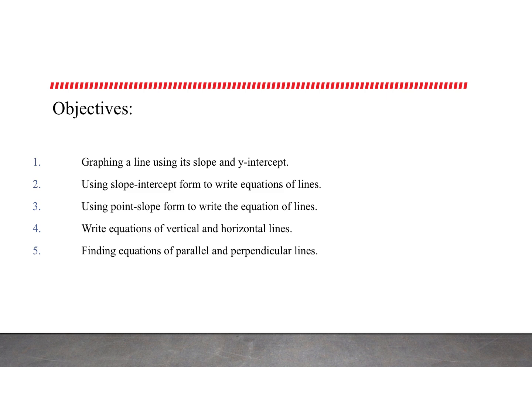We're going to graph a line using its slope and y-intercept. Then we're going to use slope-intercept form to write equations of lines. We'll use point-slope form to write equations of lines. We'll write equations of both vertical and horizontal lines. And then we're going to find equations for parallel and perpendicular lines.